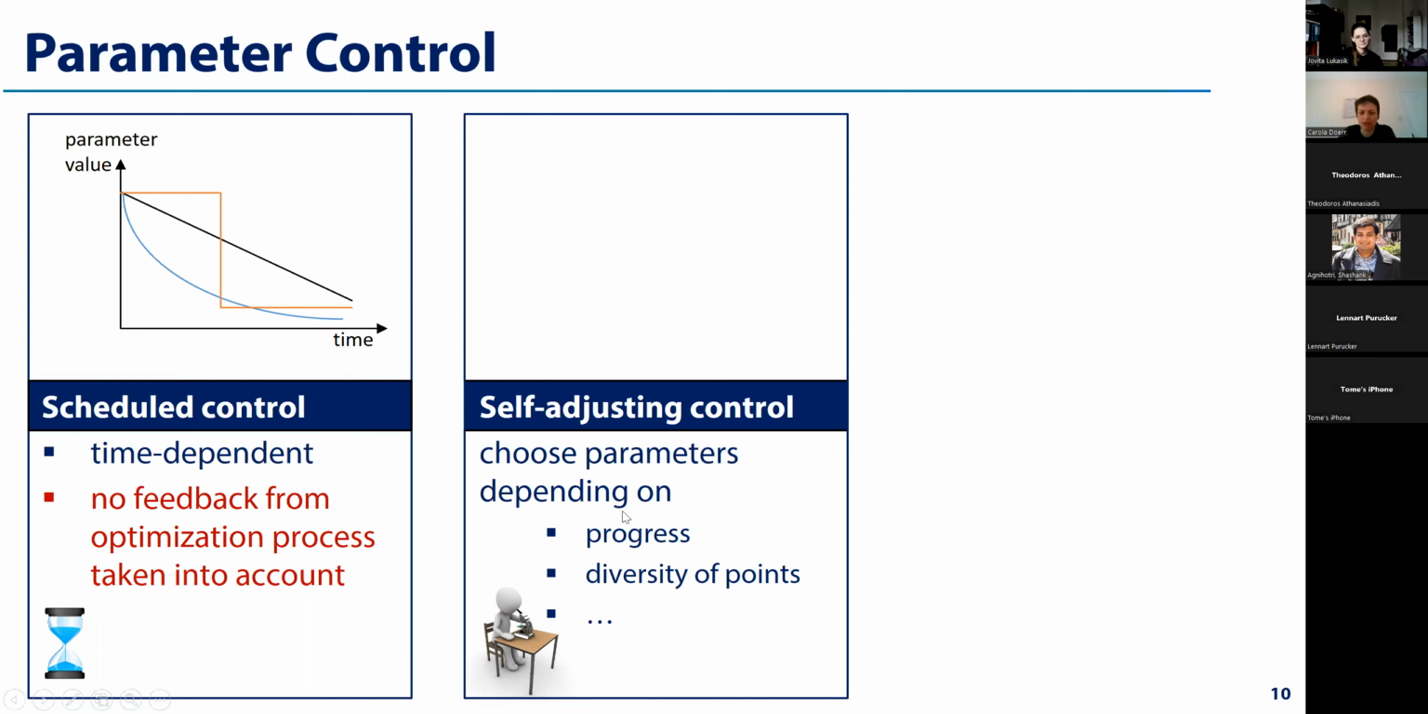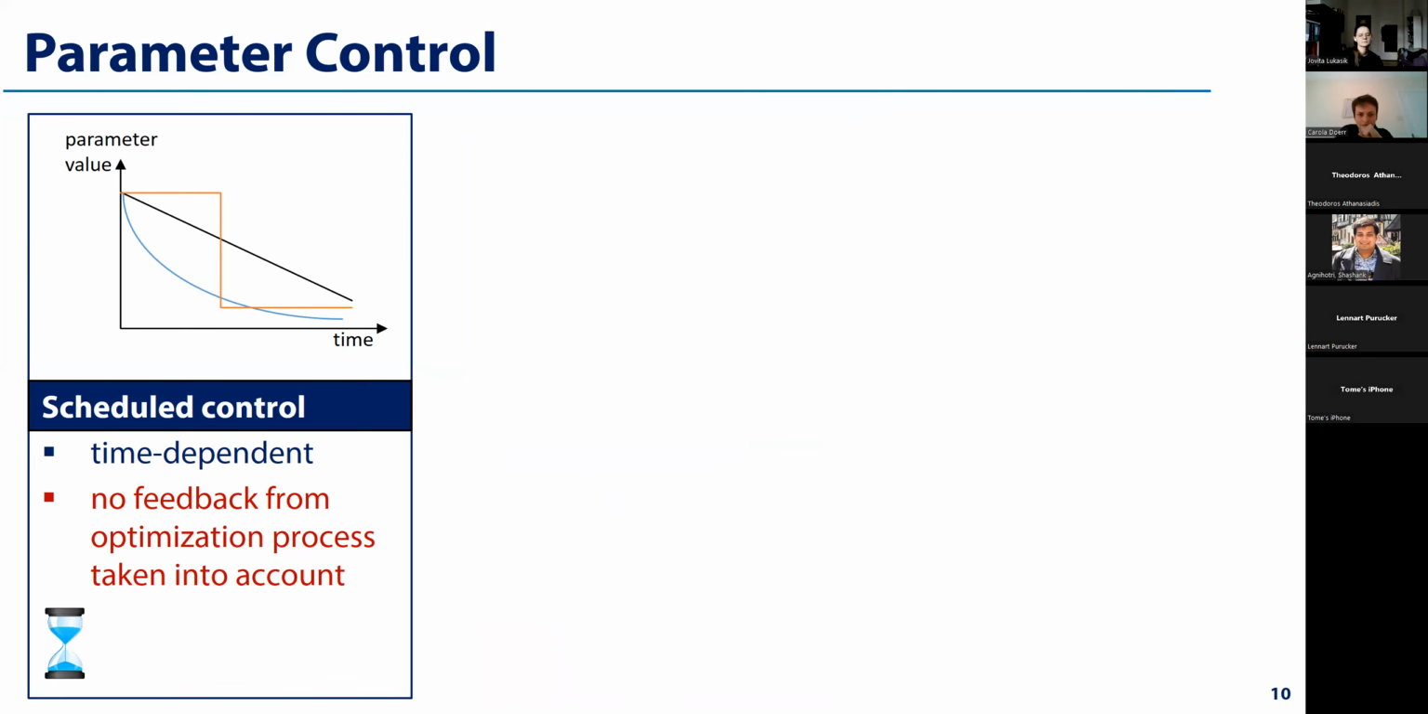So for example, we may consider, did we make progress in the last iteration? How much progress did we make? How much progress did we make in the last window of iterations? How diverse are my solutions? Am I sampling closer and closer, or am I still exploring? We can measure quite a lot of things about our optimization trajectory, and we can use that to then determine a good parameter value.